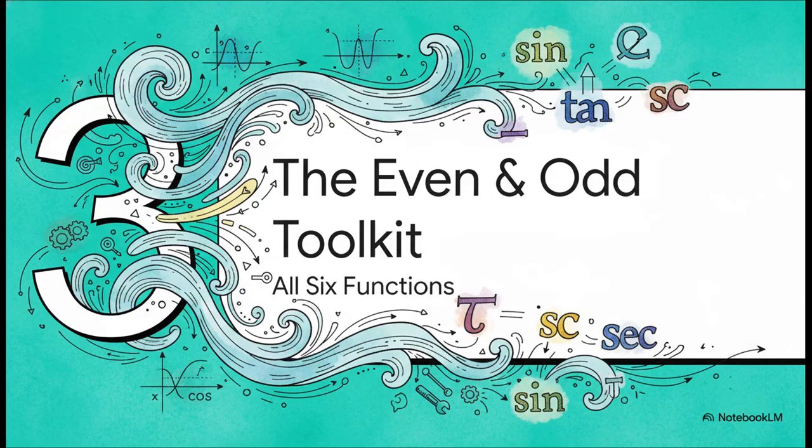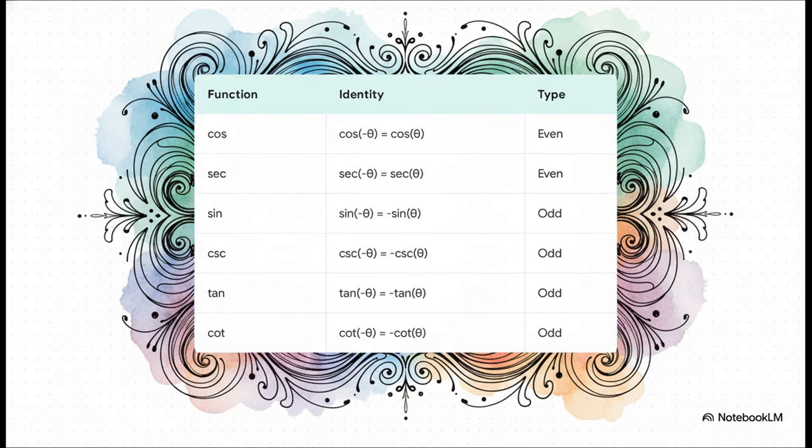Okay, so now we get the why behind sine and cosine. Let's use that knowledge to build out our complete toolkit, because we can figure out the rules for the other 4 trig functions based on just these 2. And here's the whole shebang. You can see the pattern right away. Cosine and its reciprocal, secant, are the only even functions here. Every other one, sine, cosecant, tangent, and cotangent, they're all odd. This chart is basically your cheat sheet.